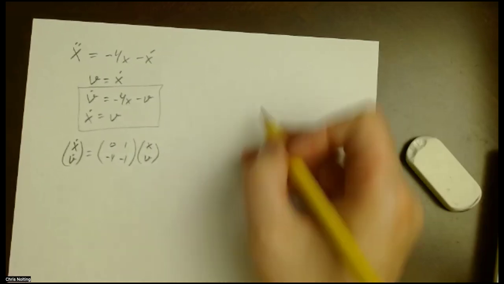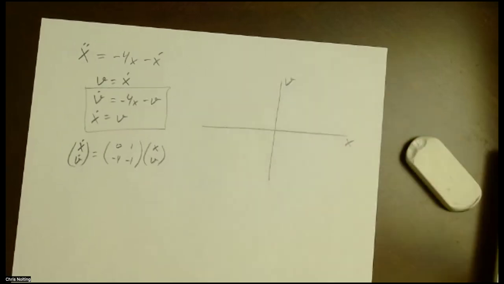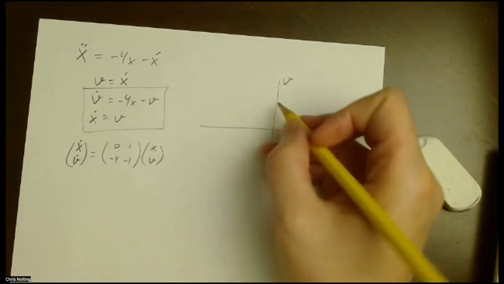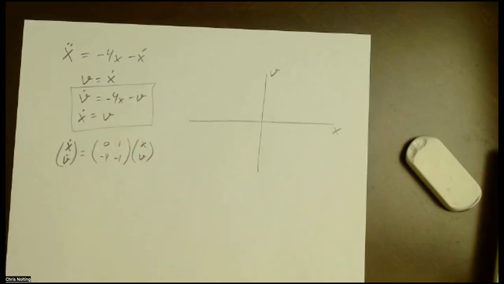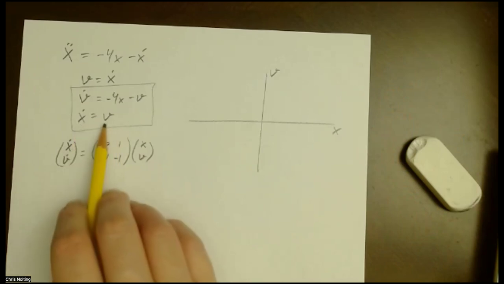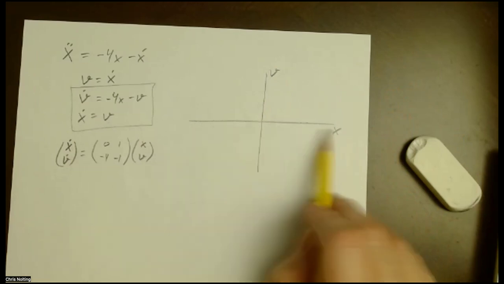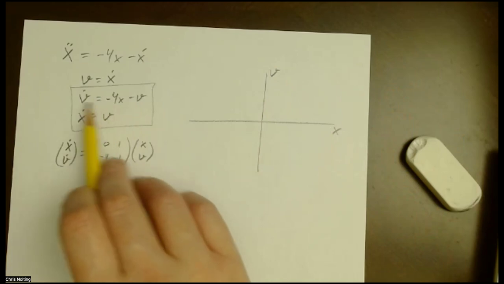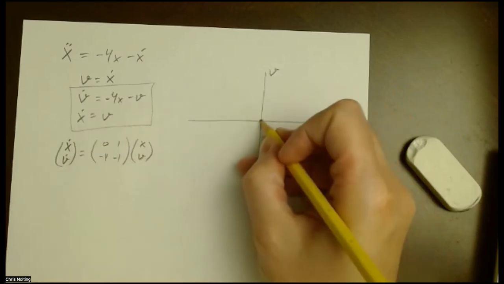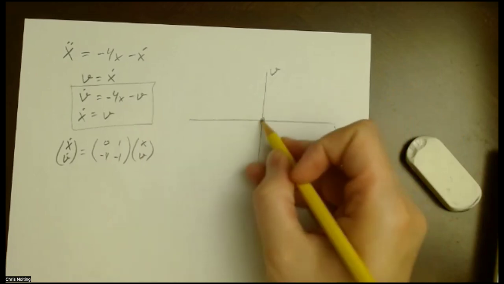But otherwise, we can come up with this plot and say v versus x. And of course, we can go back to how we were doing it originally and saying, okay, well, where would these things be 0? Well, x dot is only 0 when v is 0. So when you're on the x-axis, and then when v is 0, the only place that v dot would be 0 is when x is 0. So again, our only stationary point is at the origin.